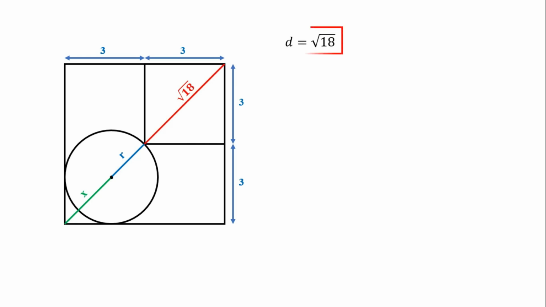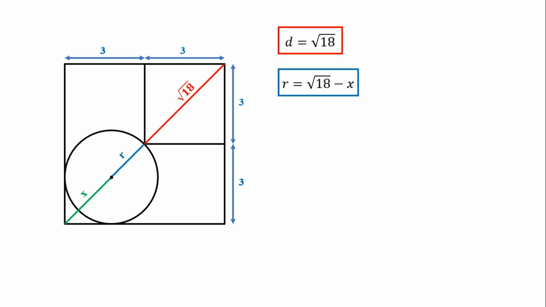Notice that the point where the circle touches the smaller square is also the midpoint of the square's diagonal. That means these two segments are equal in length. So x plus r equals the square root of 18. Rearranging the equation gives r equals the square root of 18 minus x. Now let's move on to the next step.